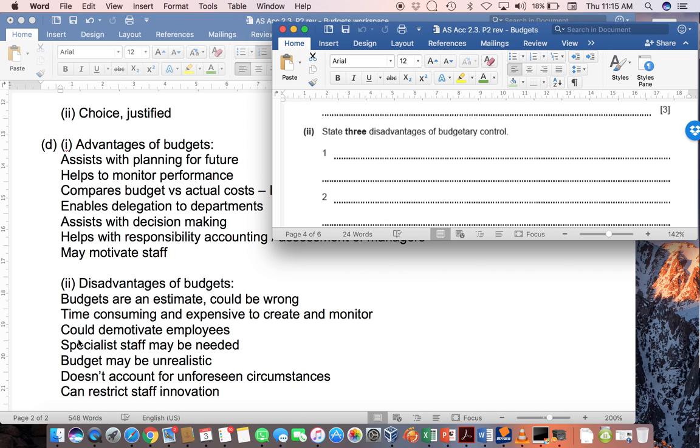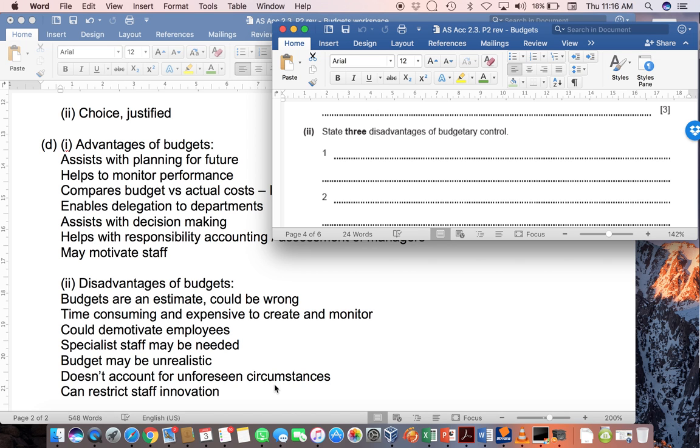You might also find that although they can motivate staff, the opposite is also true. They might demotivate employees if the budgets control the spending too much, that suddenly staff feel that they're not able to do what they need to do. You might also need to employ specialist staff to create and monitor the budgets, which may end up offsetting the costs that you might otherwise save. If the budget is unrealistic, it's not going to be useful at all. It doesn't account for unforeseen circumstances.